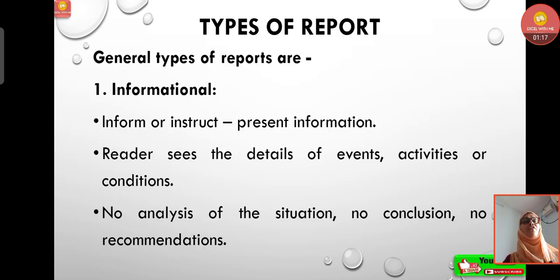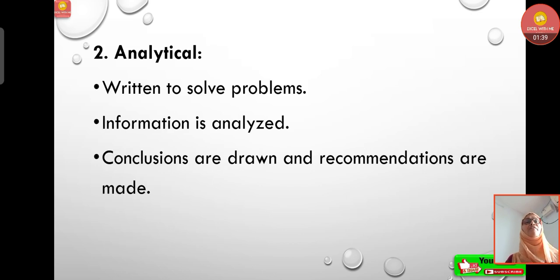Now, what are the types of report here? General types of reports are informal. That is, inform or instruct, that is, present information. The reader sees the details of events, activities or conditions. No analysis of the situation, no conclusions, no recommendations here in the informal. Informal itself tells you generally, that is, it gives you the information.